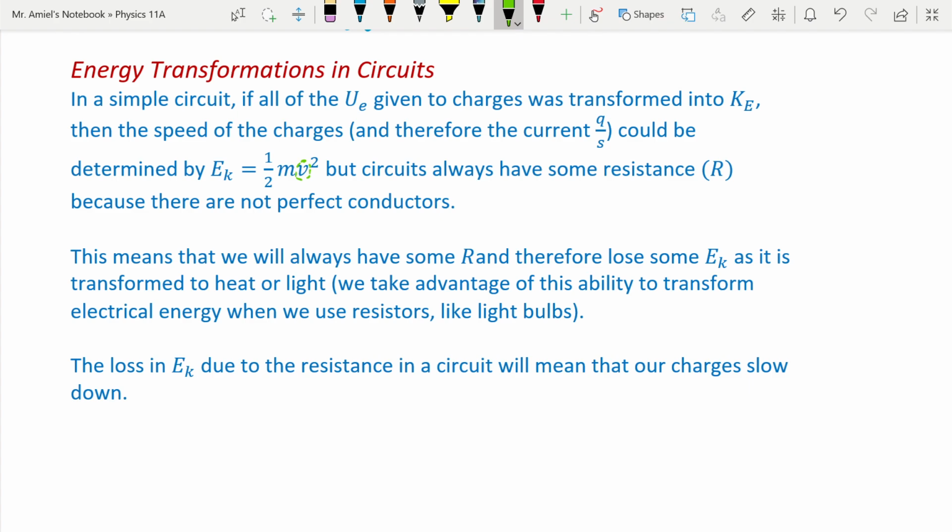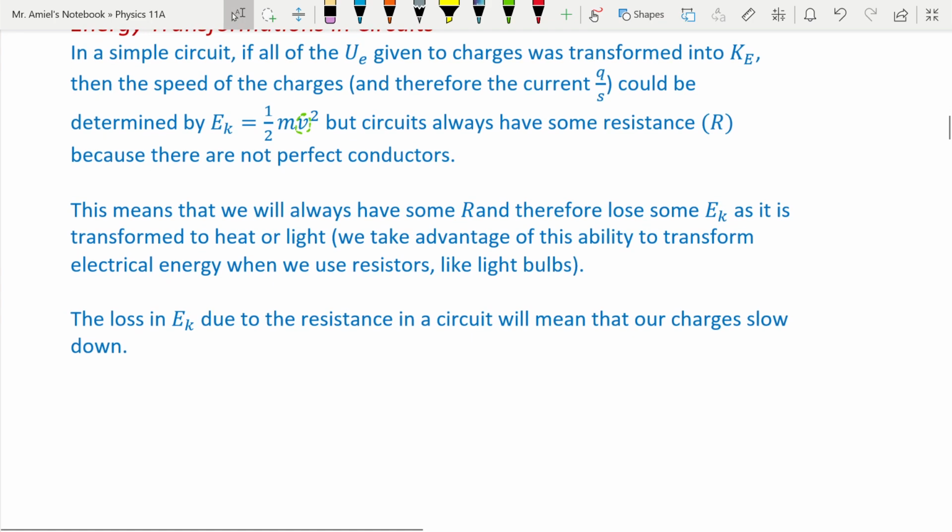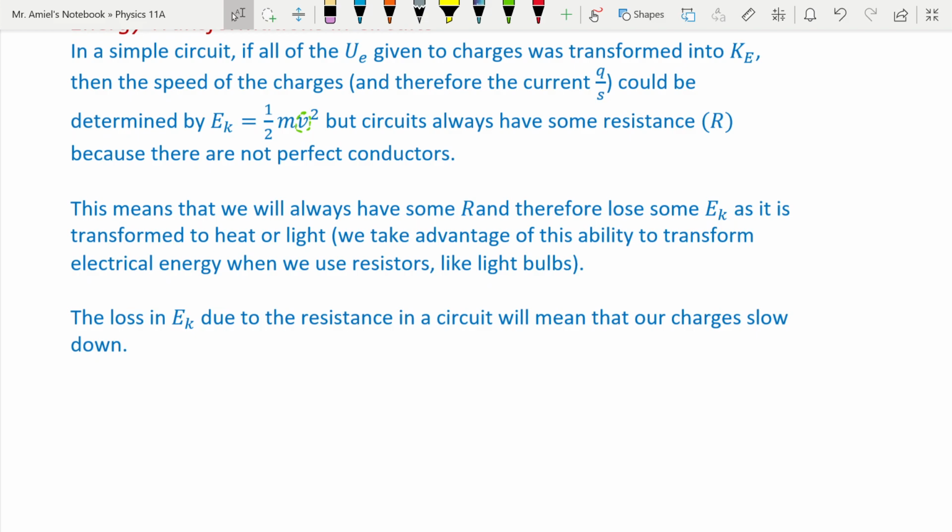But circuits always have some resistance because there are no perfect conductors. Even in our best materials, our best metals for conducting charge in circuits, we are still going to have some resistance. And so this means that we always have some resistance, and therefore we are always going to lose some kinetic energy as it's transformed to light or heat.